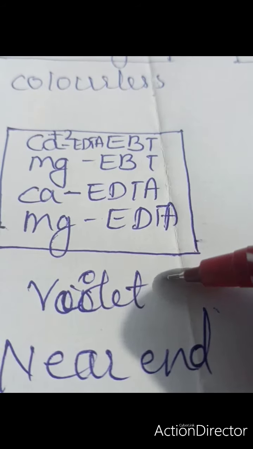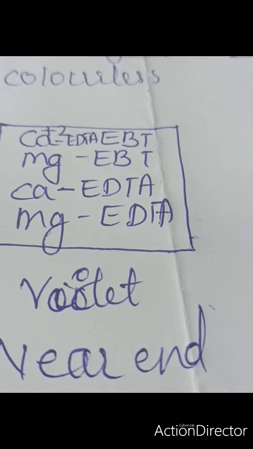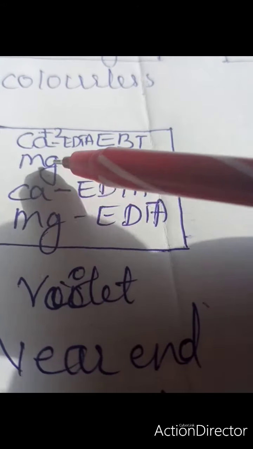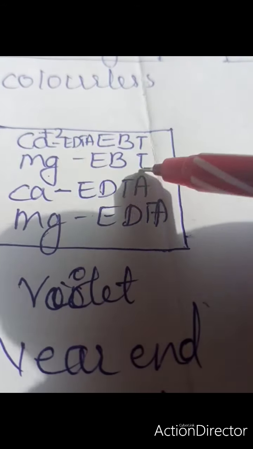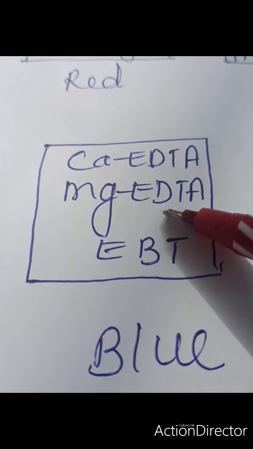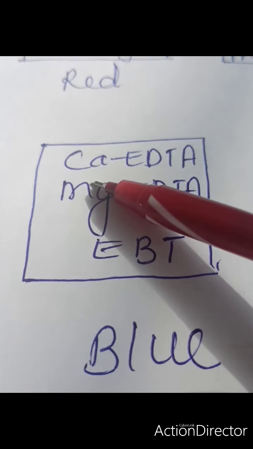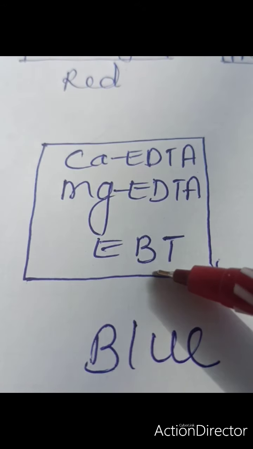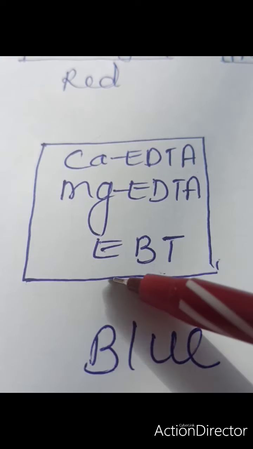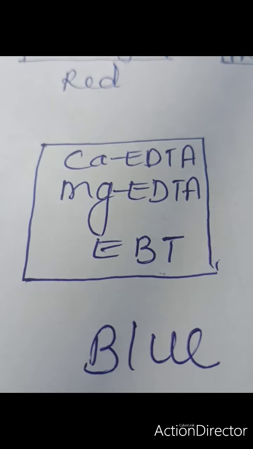So when you add an extra drop of EDTA, it will break this complex also. Now complete EBT will be in free form. Now this will be the final slide when all the EDTA has reacted with calcium and magnesium ions, and EBT is in free form. So in free form, EBT is blue in color, that is why the color appears blue. So this is how it looks.